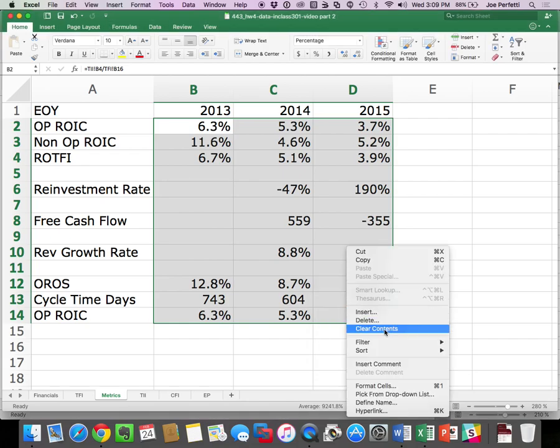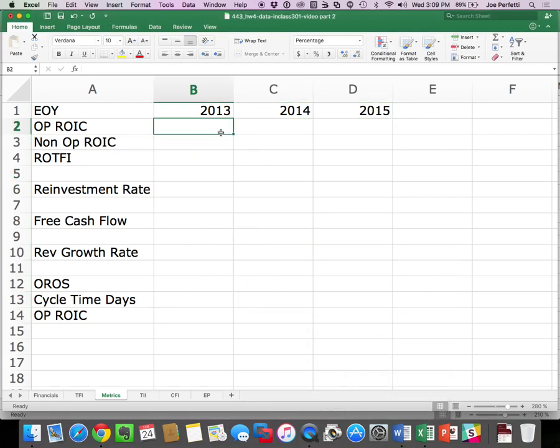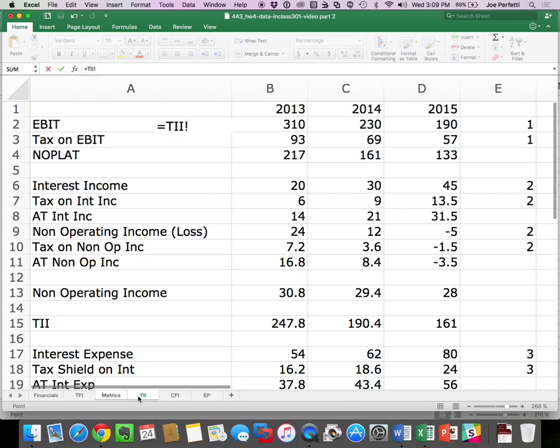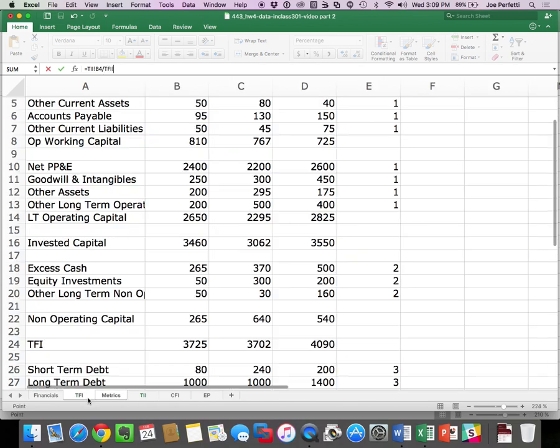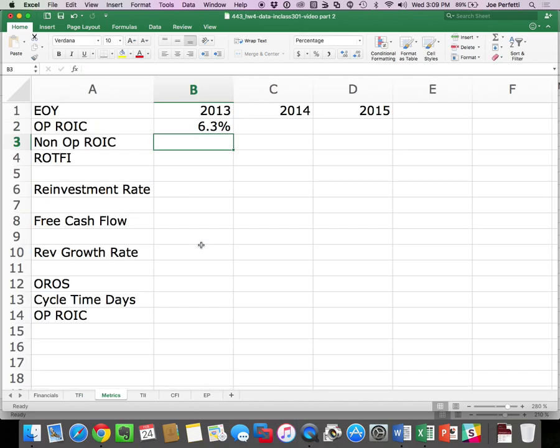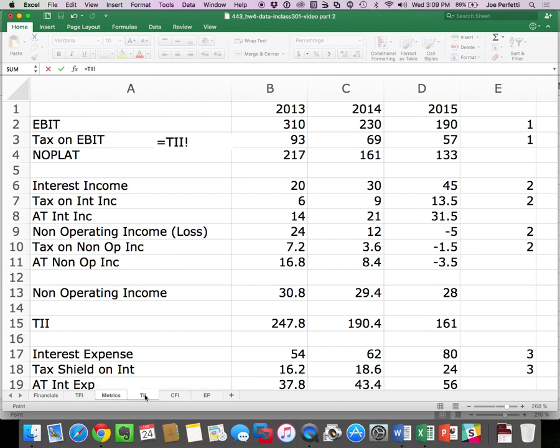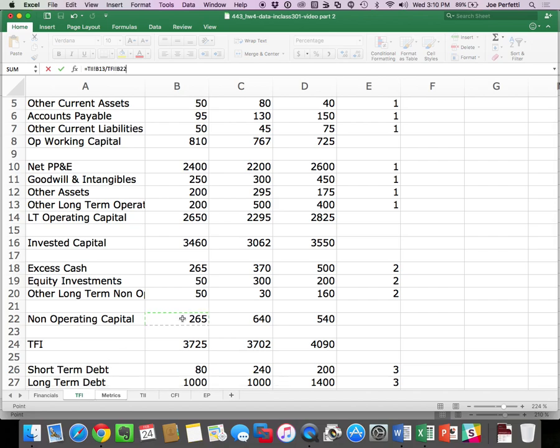Let's just clear what's already here. All right, so what is operating ROIC? Operating ROIC equals, from the TII, NOPLAT, which is our operating profit, divided by, from the TFI, invested capital. What is non-operating ROIC? Non-operating ROIC equals, from the TII, non-operating profits, non-operating income, divided by, from the TFI, non-operating capital.